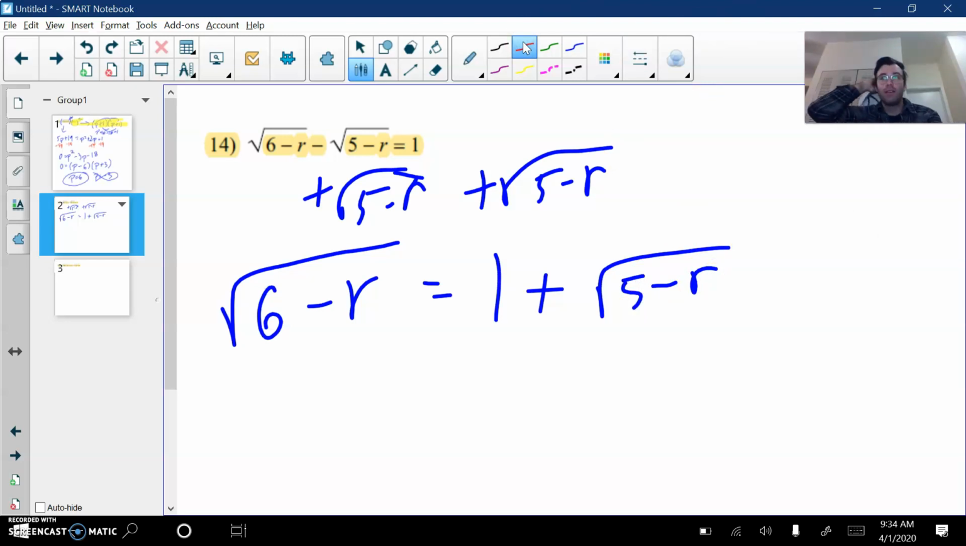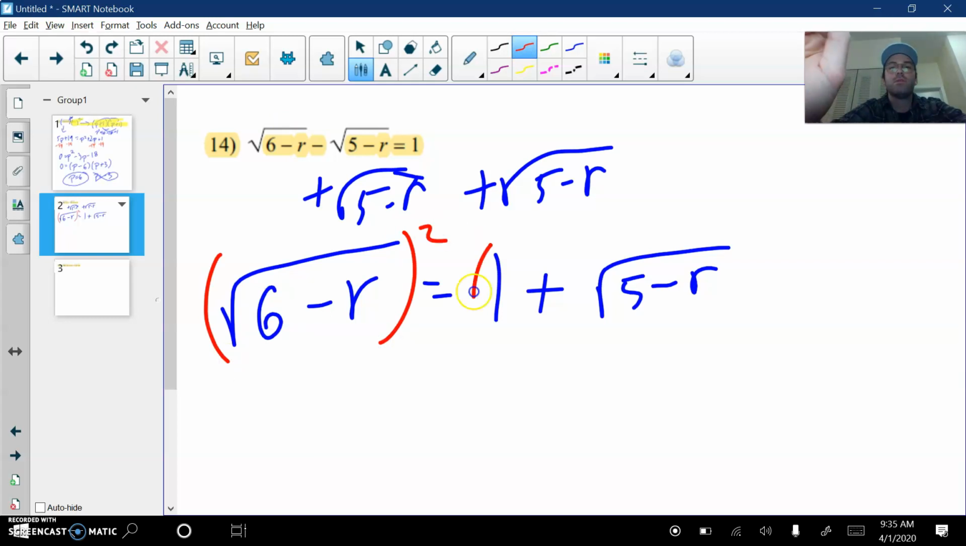Now that our square roots are isolated on either side, okay? So when I say isolated, I mean you want to get that alone, right? I don't have the square root alone on either side. I have two square roots on one side. You might think of that as being isolated, but I want to isolate each one individually. That's another common mistake people make. Isolate each one individually.